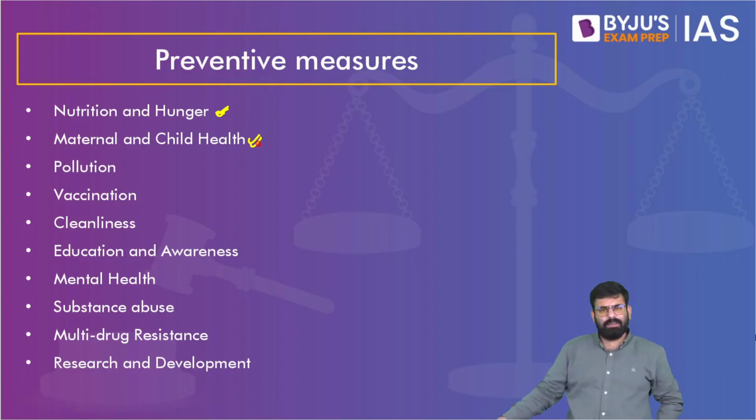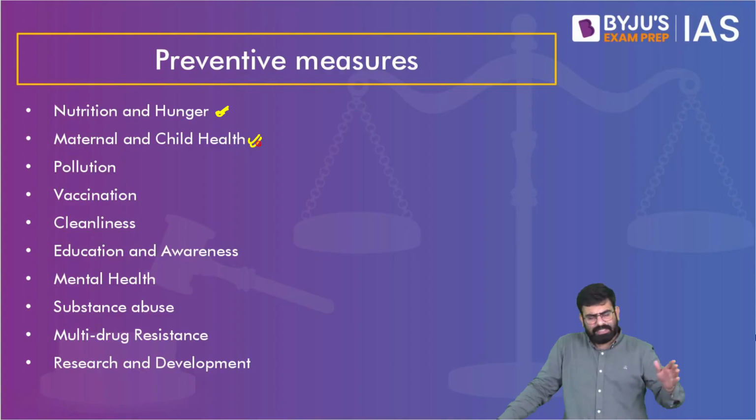Then you remember that we were talking about maternal health and child health. We are saying that the infant mortality rate is high. We have looked at the level of stunting, wasting, etc. in children and how it can be addressed.